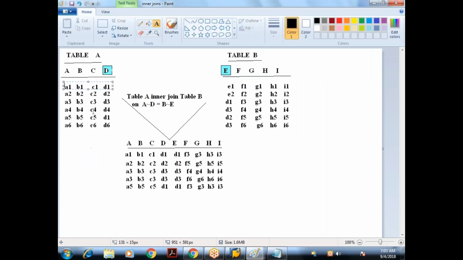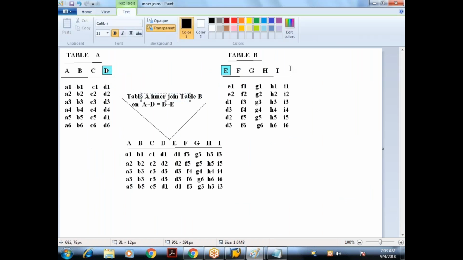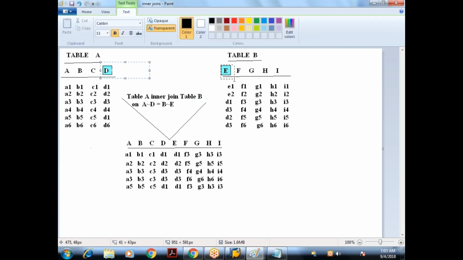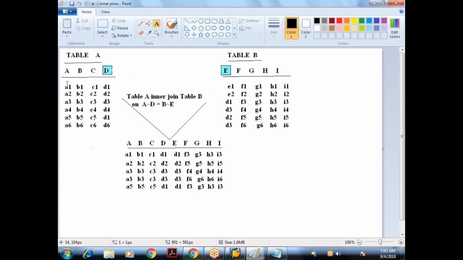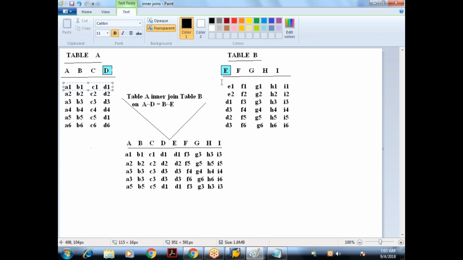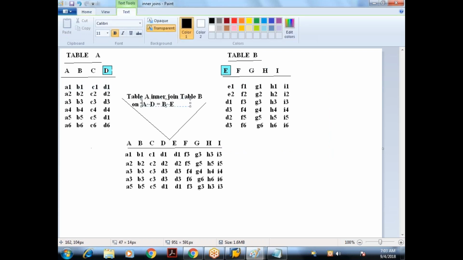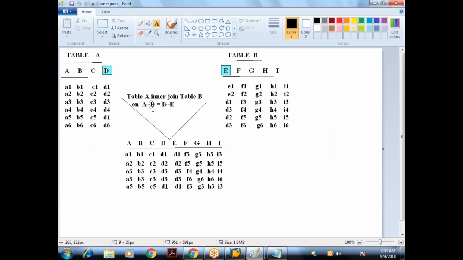So what is the concept of inner join? Each row of the left hand side table, here table A, and the right hand side table is table B. The logically related field here is D and E. The field names are different, but the purpose of the field is the same. When I use inner join, each row of the left hand side table will be compared with all the rows of the right hand side table. As part of that comparison, it will compare the logically related field, A of D equal to B of E.